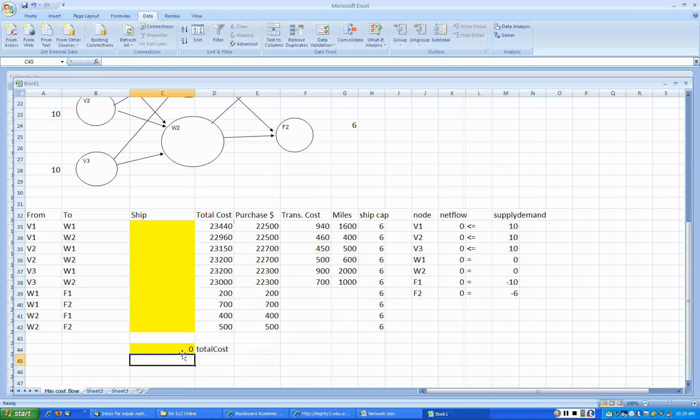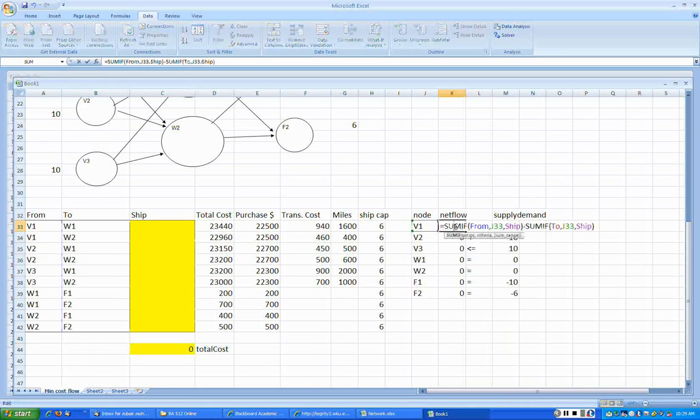What we want to do is minimize the total cost in such a way that these relationships are maintained. Now we have to get the relationship in terms of the net flow. If you do this, this is the command that I have: SUMIF, from, J33, ship, minus that. This is a common formula that we use, then we just copy them down.